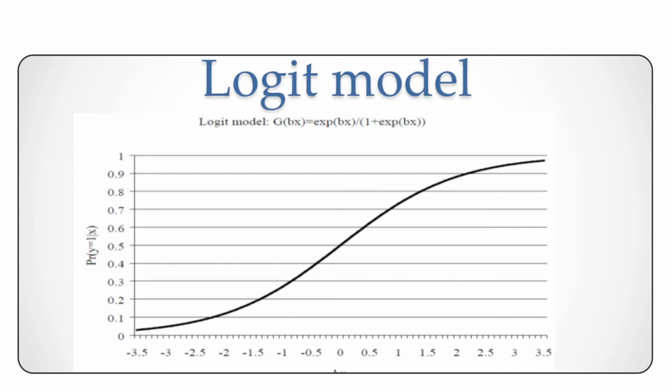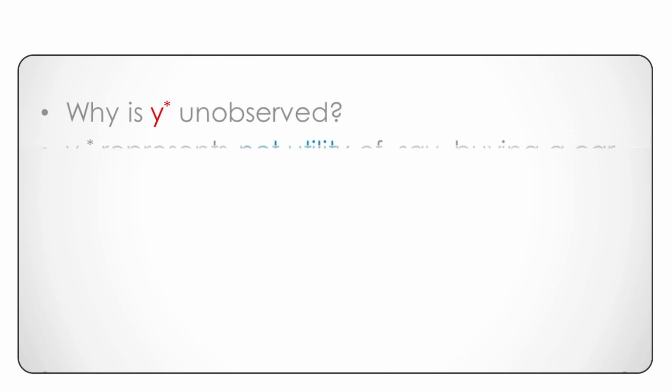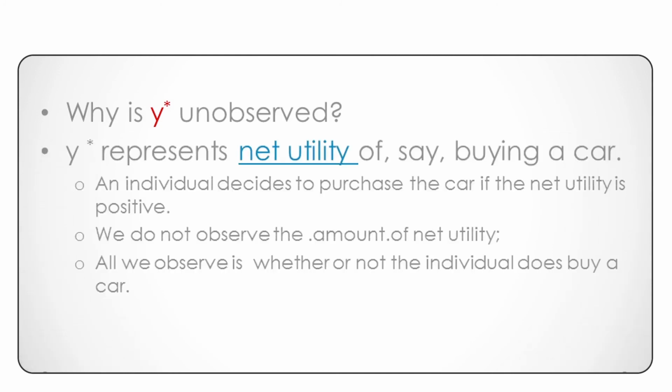So to get justification for this, we can use a latent variable framework. That is, we assume that there is some y star which is unobserved. The reason why this is unobserved is that it represents the net utility of whatever event is represented by y equal to 1. So say we are looking at people who buy cars as opposed to people who do not, and so y equal to 1 indicates that the person has bought a car.